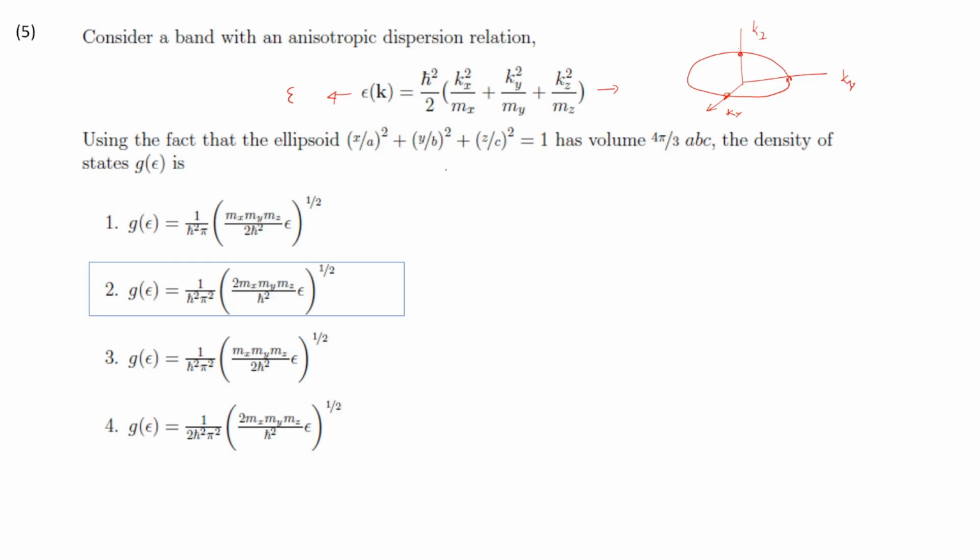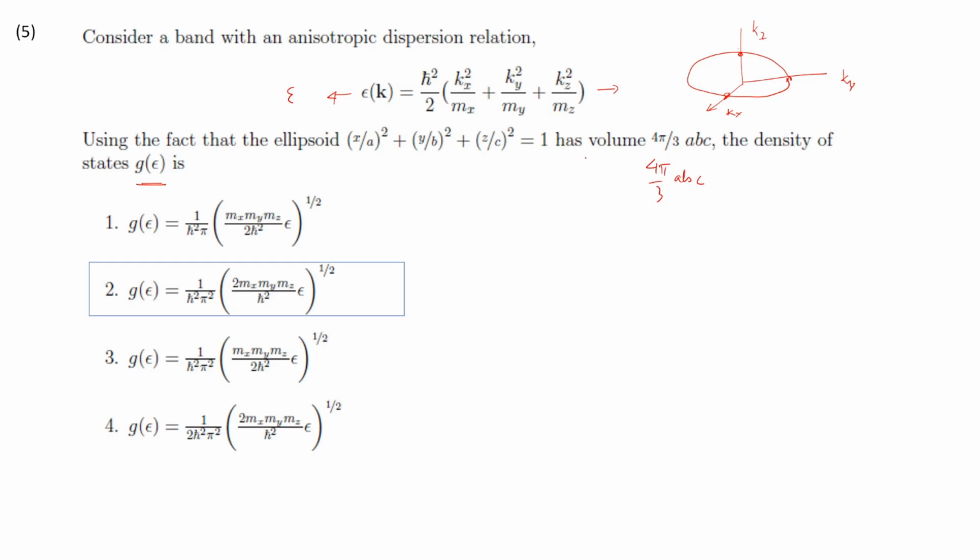So now it has been given that the volume of an ellipsoid is 4 pi by 3 abc. We have to find what is the density of states. If you remember the way we derived it for the isotropic case, in which mx, my, mz were the same, we could take this m common and take it out, so it would be h bar square by 2m into k square. But now it is a different case.